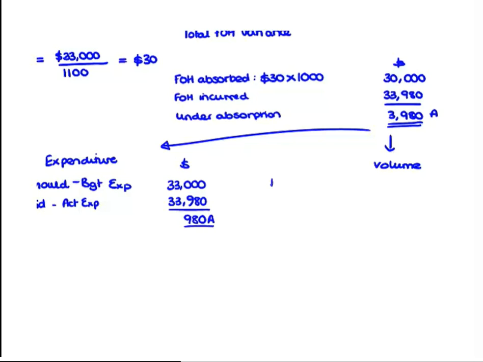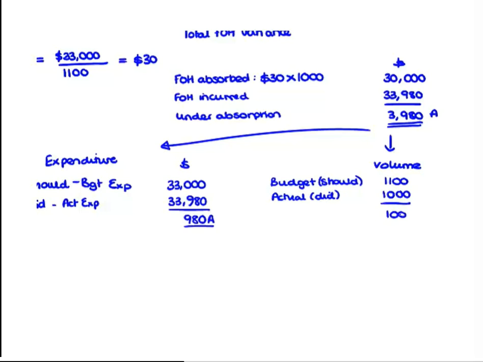With the volume then, how many units different was the budget? So the budget then, how many units should we make? Well, we had planned to make 1,100. We actually made, so we did make 1,000 units.